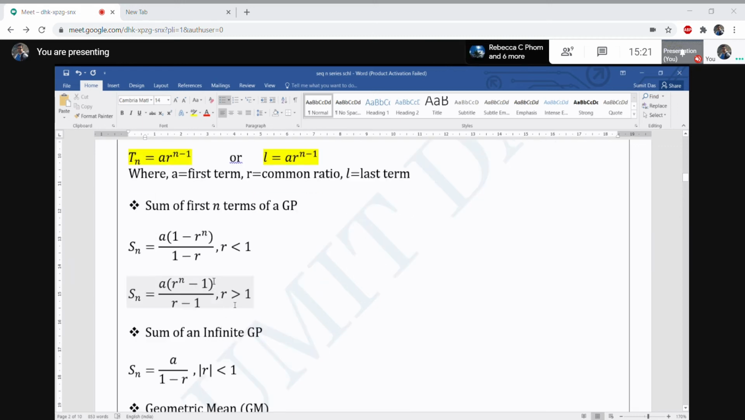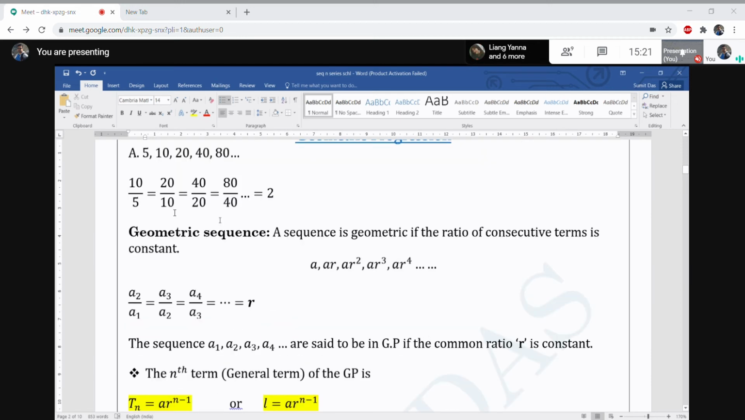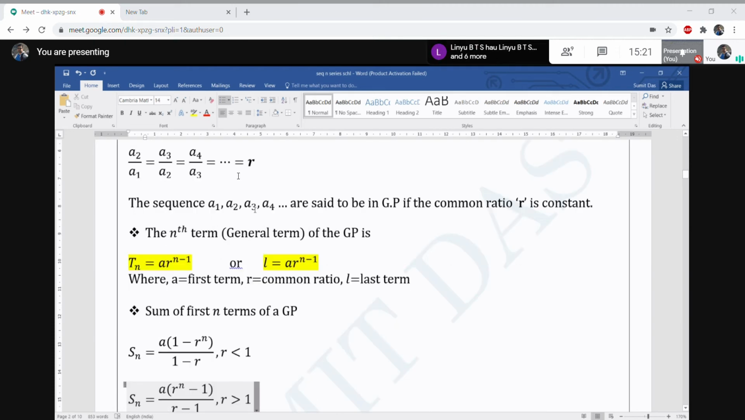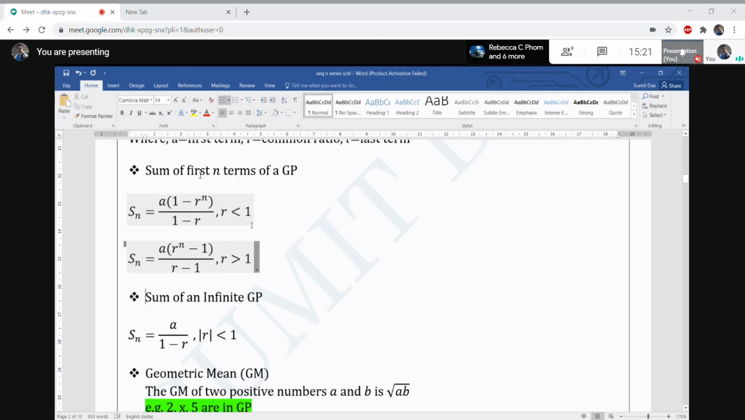Why? Basically look, when r is greater than 1, r minus 1 will always be positive. Similarly, when r is less than 1, 1 minus r will always be positive. So for that reason, we write down these formulas. Otherwise, you can use any formula, you can take a common factor like this. No problem, but we'll follow this rule. What is the common ratio here? We got common ratio 2. That means r is greater than 1, so we'll use the second formula.